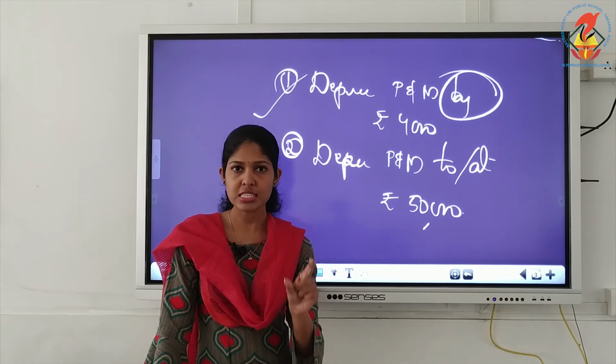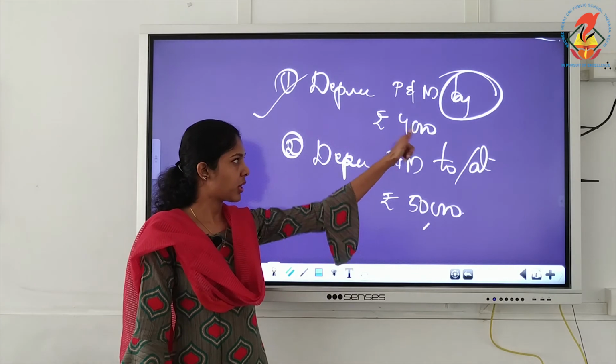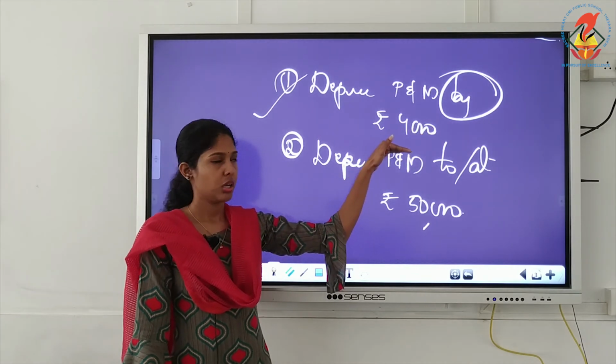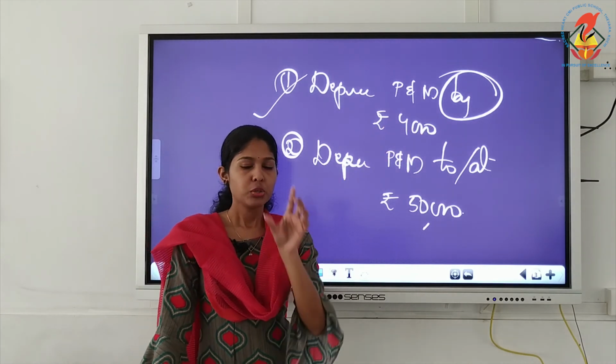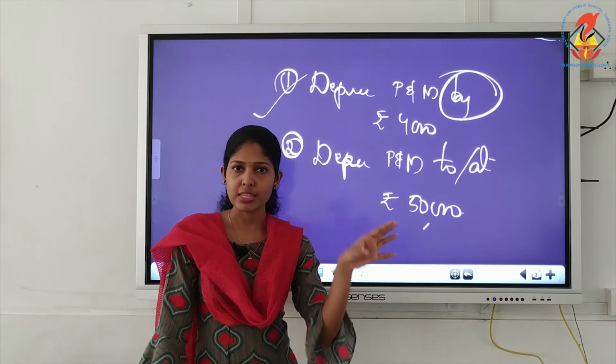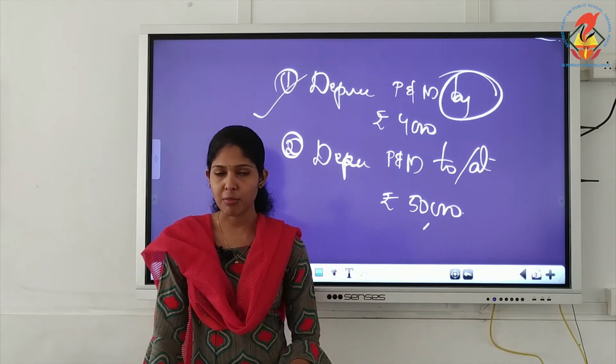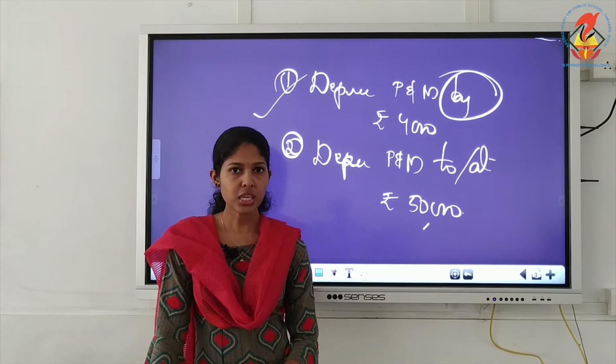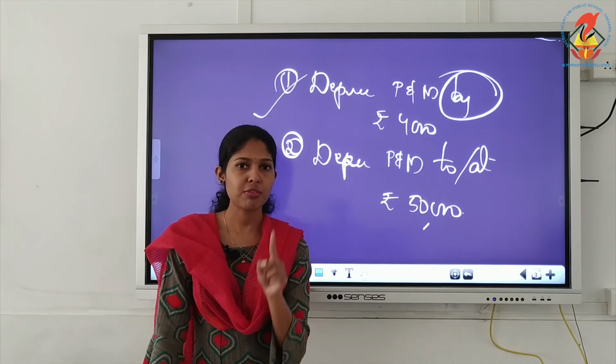So if the prefix is by, prefix means what is given before this amount. If it is written by, you can directly take the amount and write in P&L, and the same you can deduct from the balance sheet. Okay. So same figure you can take if the prefix is by.